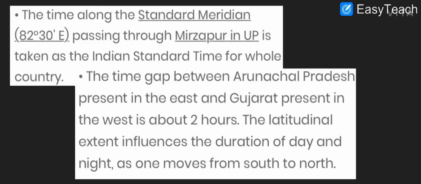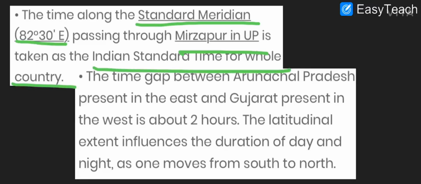Next, the time along the Indian Standard Meridian. What are the coordinates of the Indian standard meridian, children? 82 degree 30 minutes east. Keep writing down all the important points. Keep jotting down all the important points in your notebook and embedding all the important points in your mind. Through Mirzapur in UP. कहाँ से pass करता है? Mirzapur in UP. Indian standard time for the whole country.